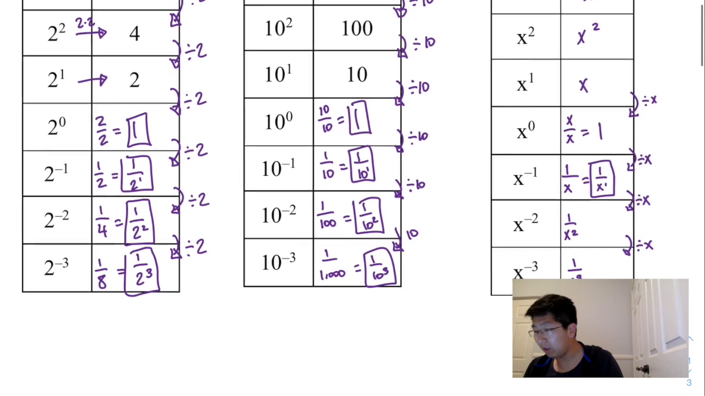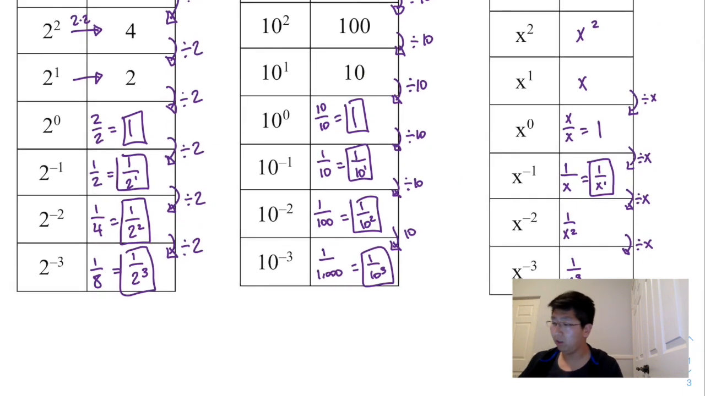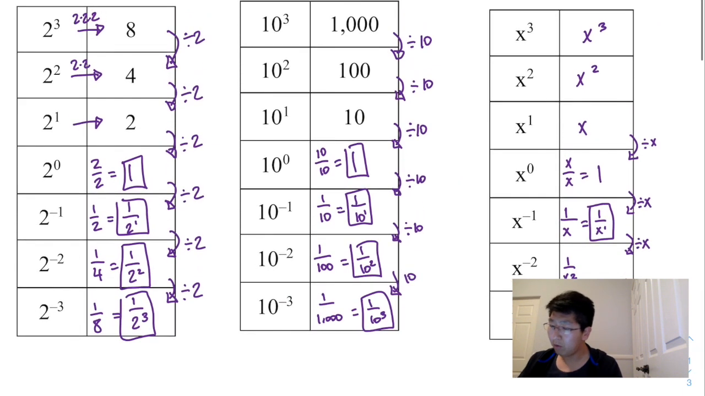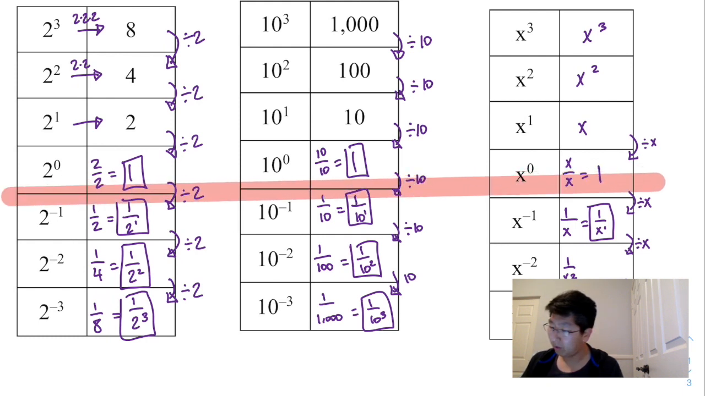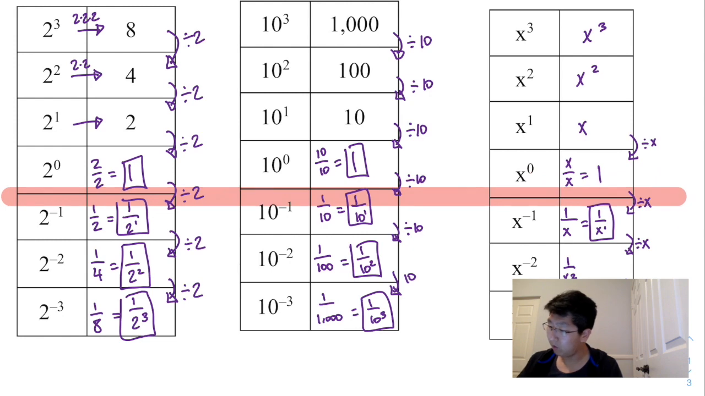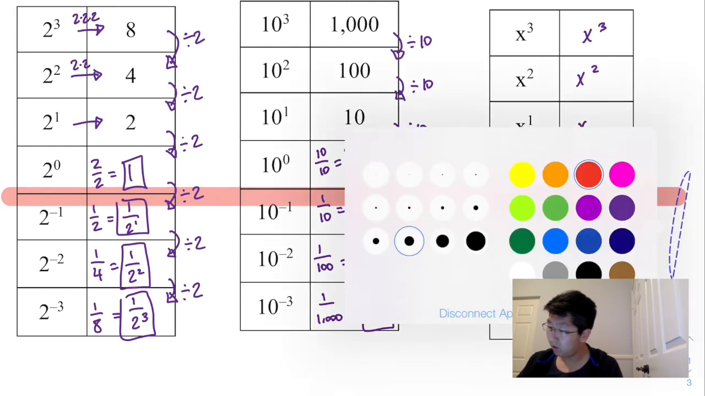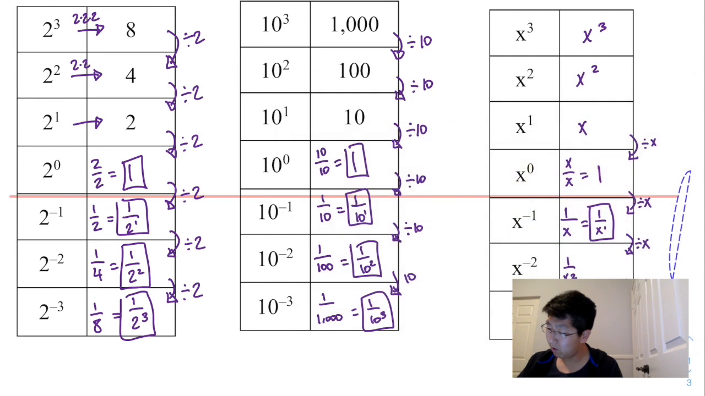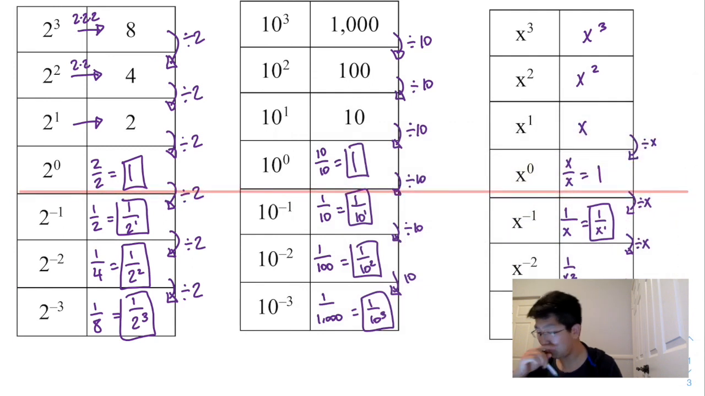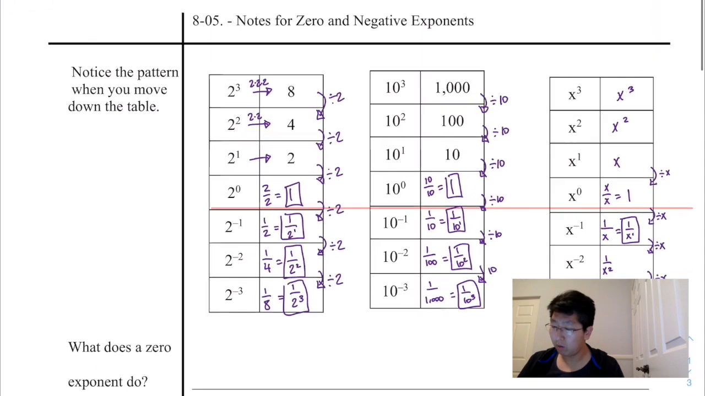Hopefully you're noticing that these are becoming fractions. Whenever we get down below this line, I'm actually going to make that line thinner for you. Let's make it thin. The lines aren't perfect, it's okay. When we get below this line, when the exponents are negative, I want you to notice that when you move down, we're dividing.